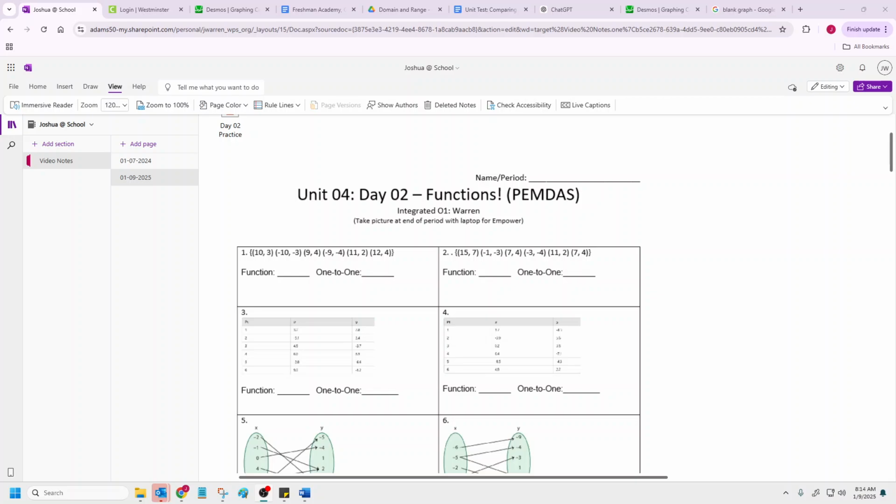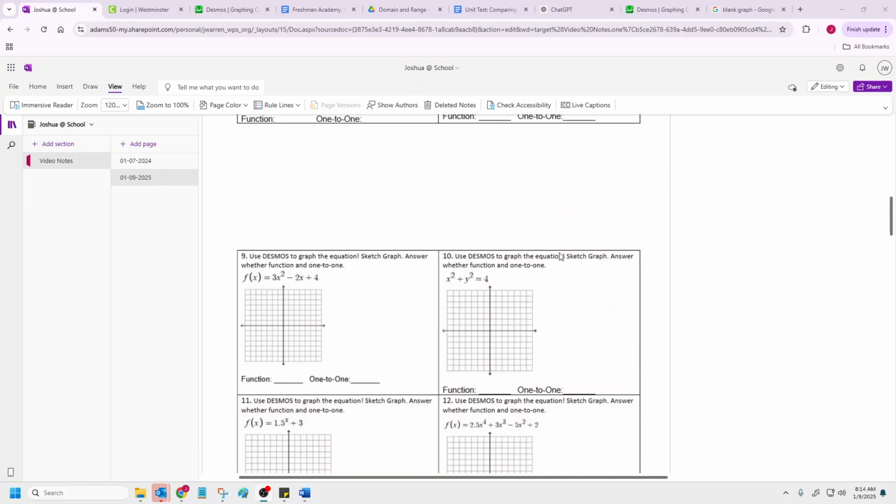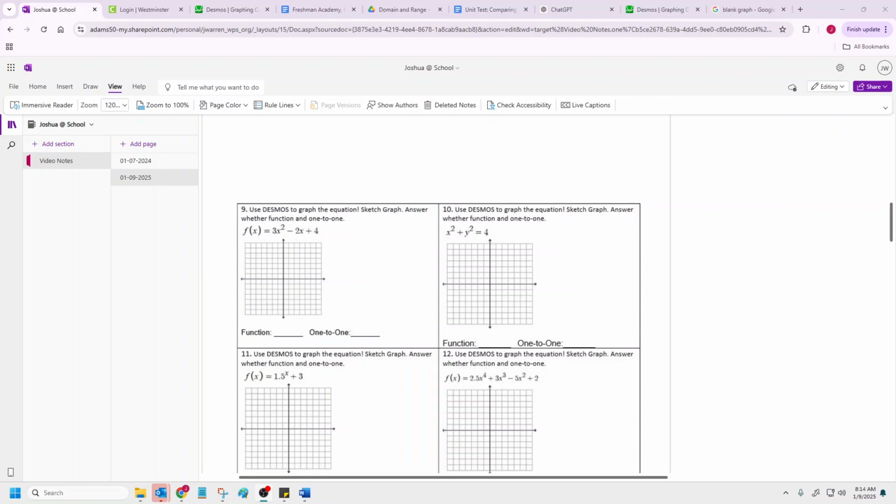All right, integrated one. I'm going to show you this. This is what our assignment looks like today, but I'm not going to model all of this. We did this yesterday, so I'm going to show you what I'm going to do in this video today. If you scroll down to number 9, you will see that I have y'all using Desmos. I'm going to give you a quick Desmos tutorial on how to do this.